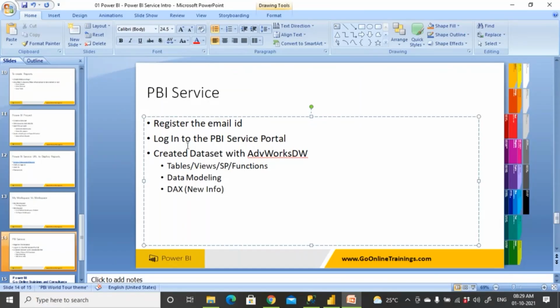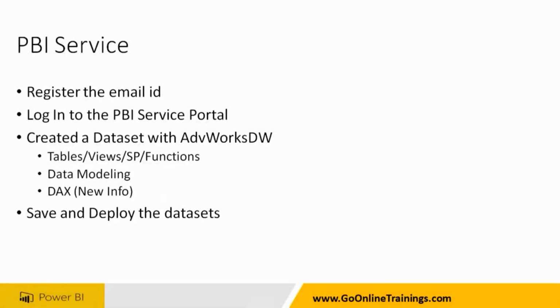So we created a data set, and after that, what we have done with the help of this information, we deployed. So this is the work that has been done. Deployed, saved the data set. If you don't save the data set locally, definitely it is not going to go anywhere. Clear? So this is the work that has been done. Save and deploy the data set.